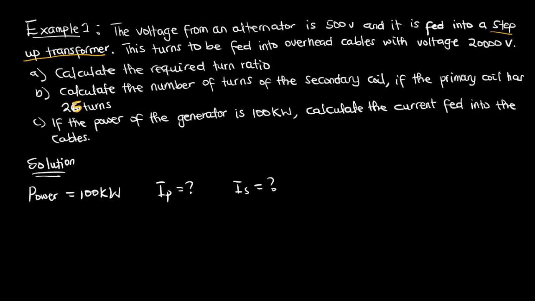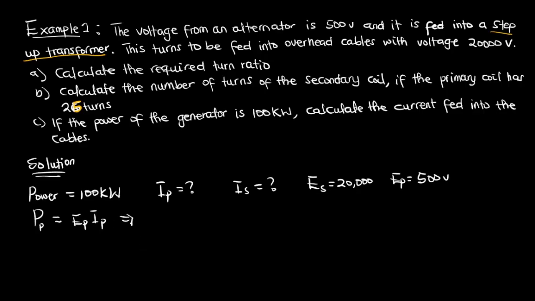First of all, we need to determine the primary current from the power given to us. Remember, we've established that the secondary voltage is 20,000 volts from the question, and the primary voltage, or EMF, is given to us from the alternator, which is 500 volts. So the power, which I'll make P subscript P, fed into the primary core is equal to the voltage EP multiplied by the current IP.